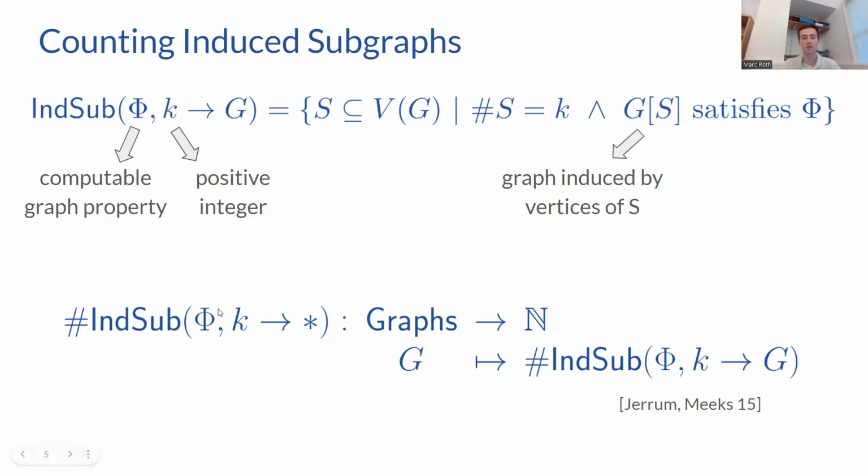And note, due to the generality of this definition, this encodes or models a variety of counting problems that have been studied before. For example, if phi is the property of being a complete graph, then this function counts k-cliques. Or if phi is the property of being a cycle, then this function counts k-vertex induced cycles. And due to this generality, it's not surprising that we are not the first ones to study this problem. In this generality, it was introduced by Jeremy Meeks a couple of years ago.